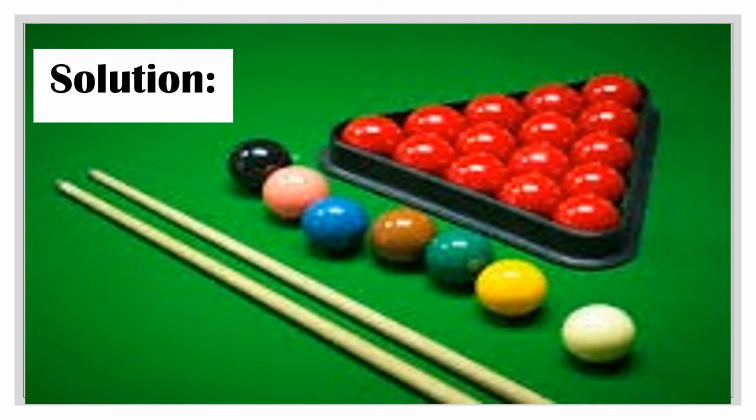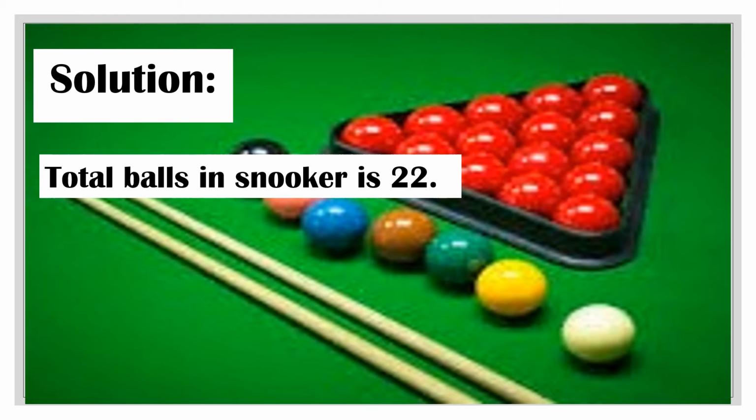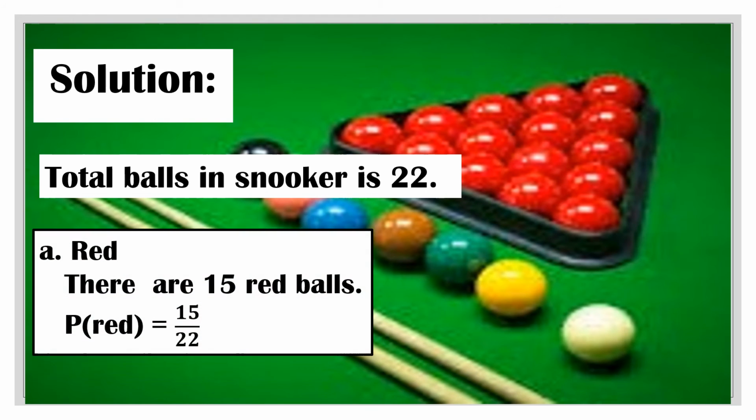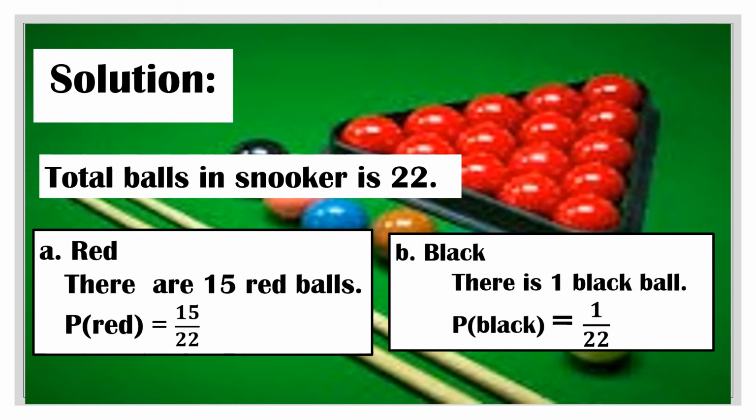So let's take a look at the solution. Total balls in snooker is 22. Find the probability of red. So we know that there are 15 red balls. So the probability of red is equal to 15 over 22. So out of 22 balls in a snooker, we can choose only 15 balls which is red. Okay, for letter B, the probability of a black. There is one black ball in the snooker. So the probability of a black is 1 over 22.